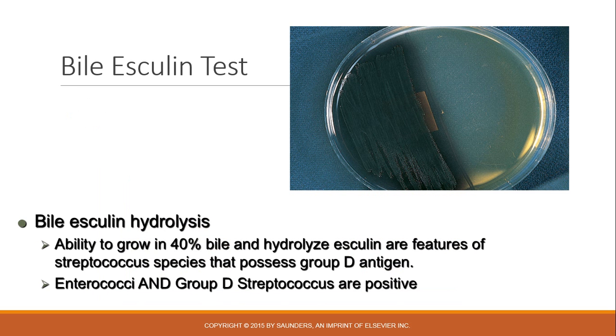This is the bile esculin test, and there's a variety of different ways to perform this test. You might inoculate the organism on this BE plate, you might inoculate a tube, or you might inoculate a little biochemical test tube with it. But all you're basically looking for is a black precipitate. If the organism is able to grow in bile and hydrolyze the esculin, we'll see the black precipitate. So that means you either have group D strep or Enterococcus, because both of those are positive for bile esculin.